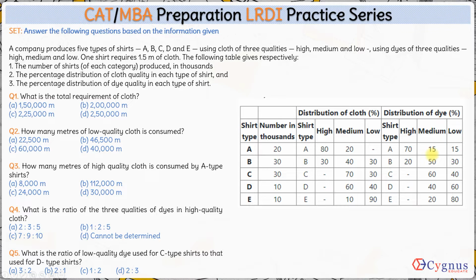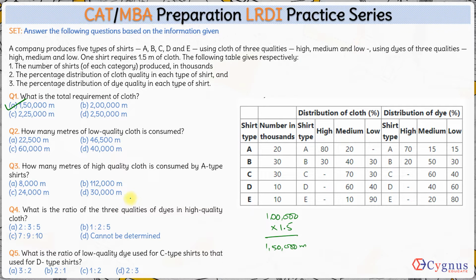First question here is, what is the total requirement of cloth? Now we know each shirt requires only 1.5 meters of cloth. So the total number of shirts is 20 plus 30 is 50, plus 30 is 80, plus 20, 1 lakh shirts, right? We have a total of 1 lakh shirts, and for each shirt 1.5 meter cloth is required. Hence the total cloth required is 1,50,000 meters. The total cloth required will be option A, 1,50,000 meters.